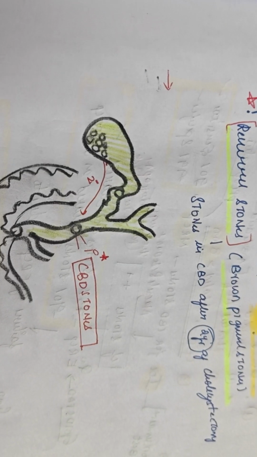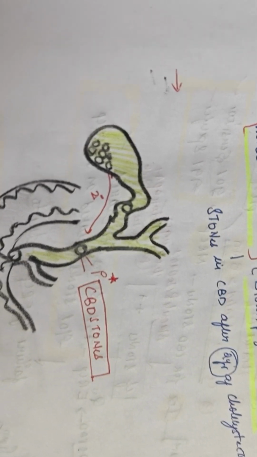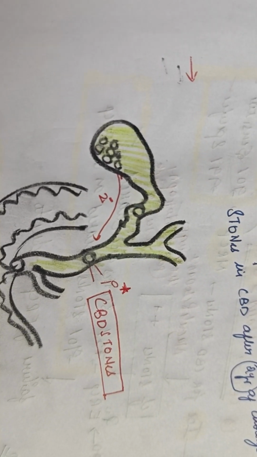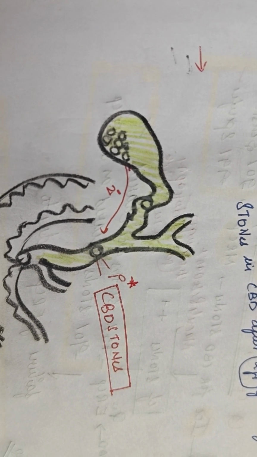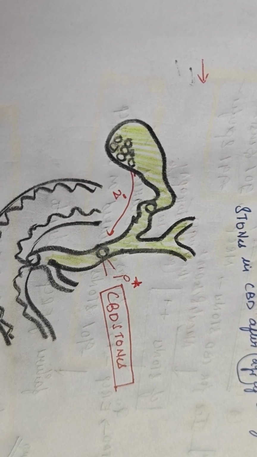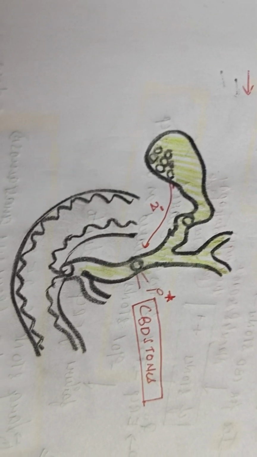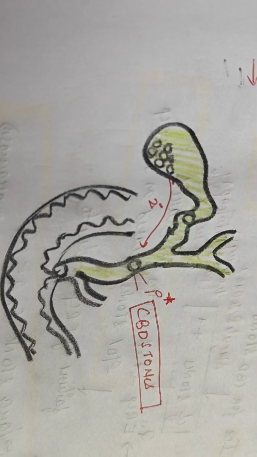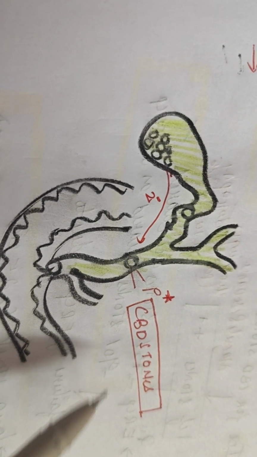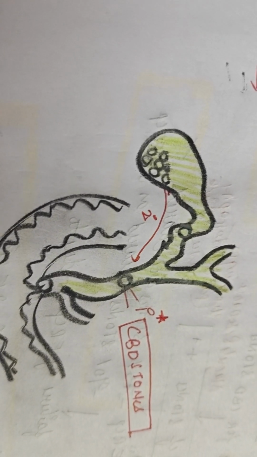Now the topic totally depends upon how the stone is formed, how the stone has come. There can be a mechanism where you don't have a clear-cut pathophysiology. You have primary stones, which arise de novo in the CBD. There's no clear-cut pathophysiology or pathogenesis.